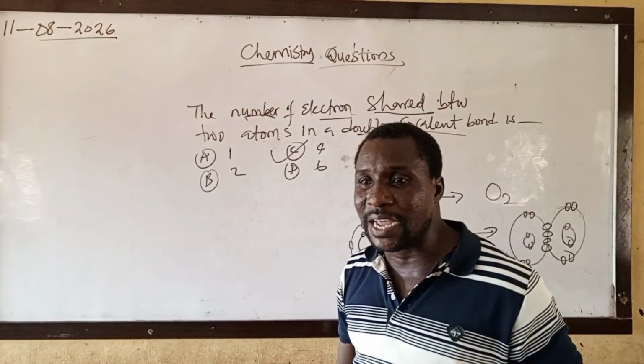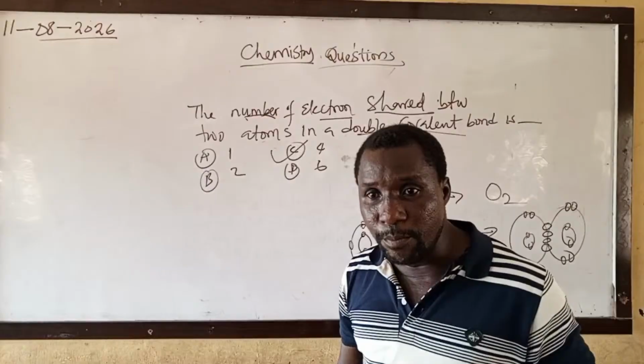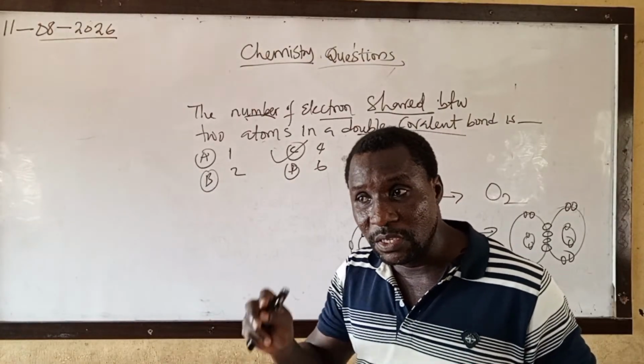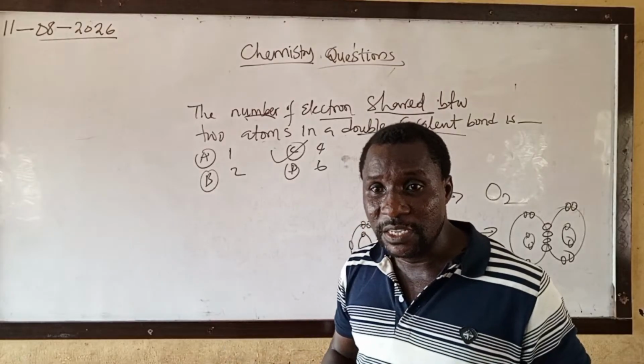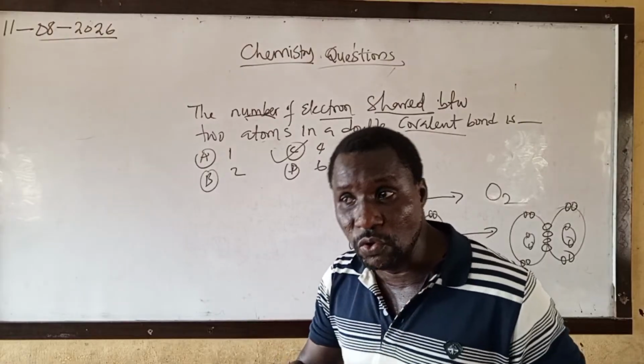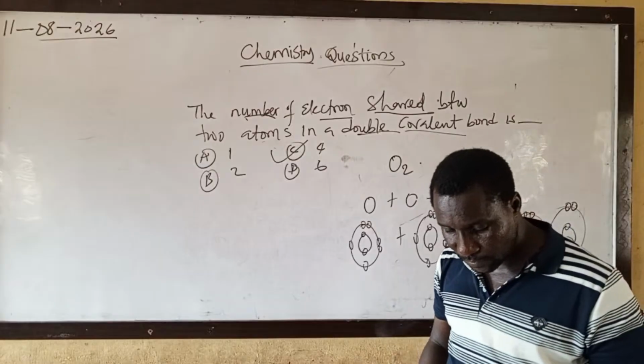In triple covalent bond, how many electrons will be shared? 6. In single covalent bond, how many electrons will be shared? 2. In double covalent bond, 4 electrons are shared. In triple covalent bond, 6 electrons. In single covalent bond, 2 electrons. Take note.